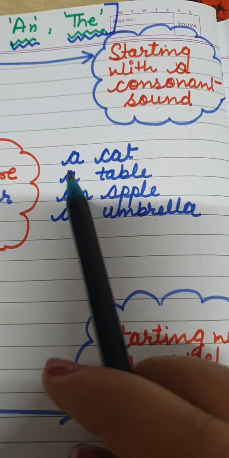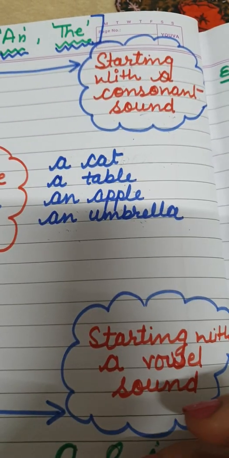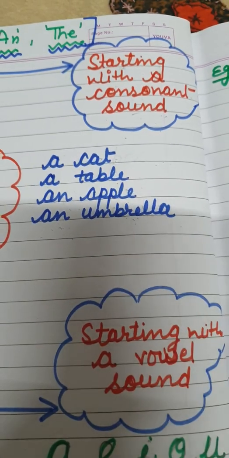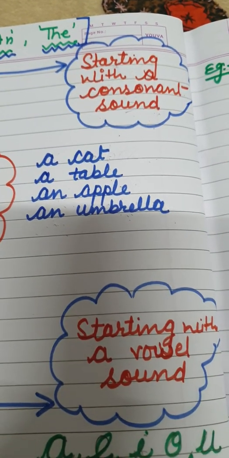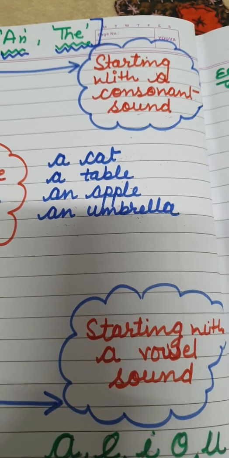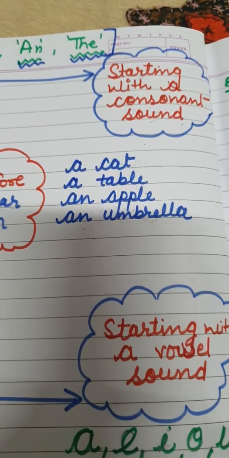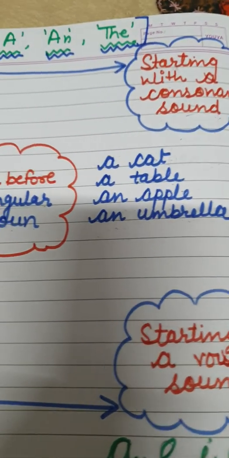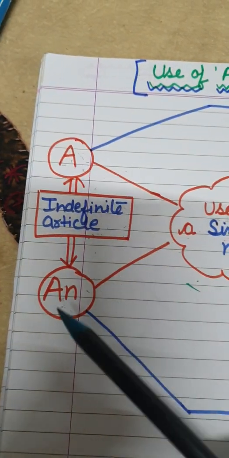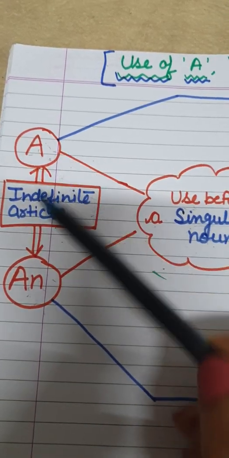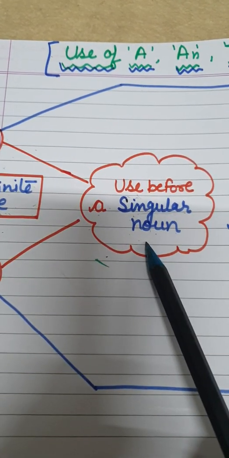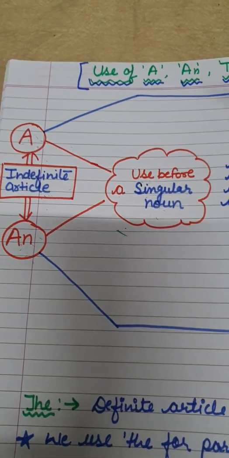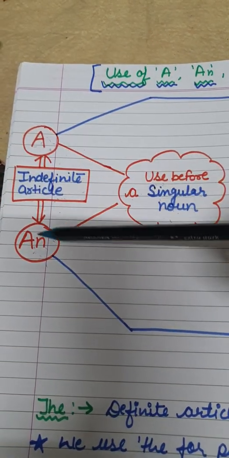Like, a cat is there on the table. So here I'm not sure which color of cat that is, whose cat that is, but a cat is there on the table, that I'm aware. So kids, whenever things are not particular, we are not sure about them, we will use a and an. Okay, and both will be used before a singular noun. So kids, let's see the use of a and an.